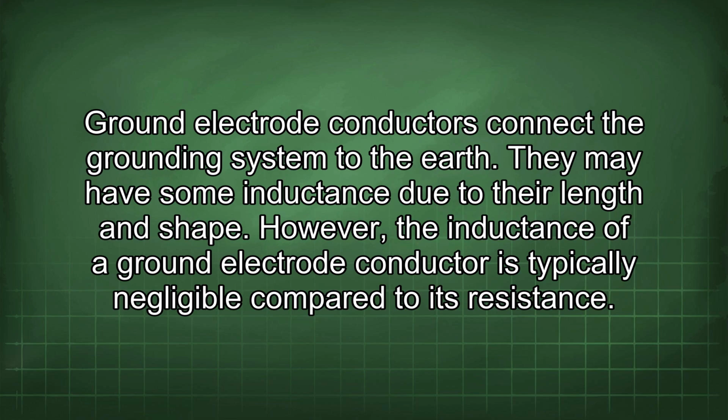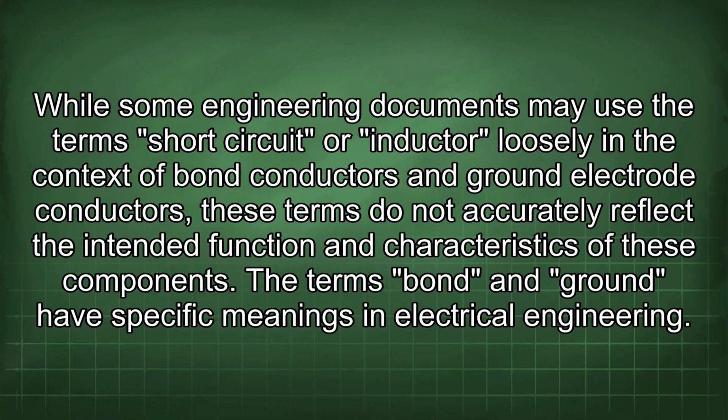Ground electrode conductors connect the grounding system to the earth. They may have some inductance due to their length and shape. However, the inductance of a ground electrode conductor is typically negligible compared to its resistance. While some engineering documents may use the terms short circuit or inductor loosely in the context of bond conductors and ground electrode conductors, these terms do not accurately reflect the intended function and characteristics of these components.